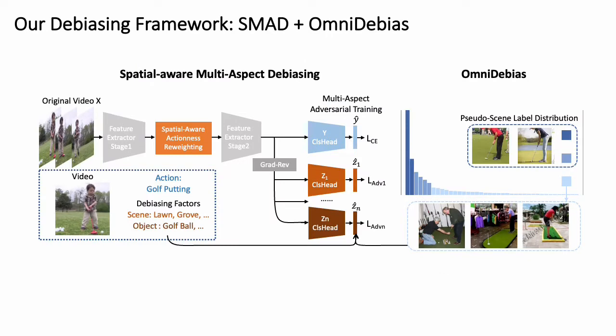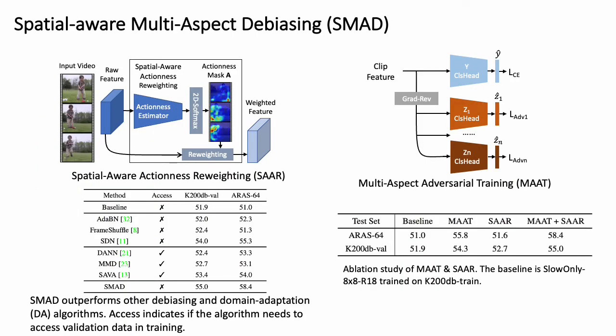We then present our debiasing algorithm. It includes two major components, namely Spatial-aware Multi-Aspect Debiasing and OmniDebias. In SMAD, we use multi-aspect debiasing. For each single bias factor, we add an adversarial loss term, which is jointly trained with the cross-entropy loss for action recognition. In the backbone, we also add a spatial-aware actionness relating module.